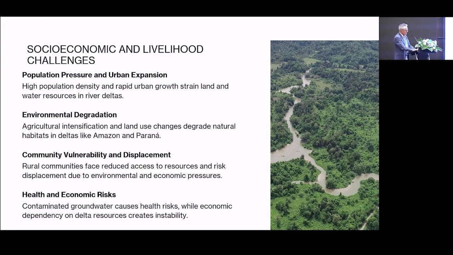Community environmental degradation and community vulnerability and displacement. Horrible words, displacement, human displacement. So communities face reduced access to resources and risk displacement due to environmental and economic pressures. And that can also affect human health and economic risks because of contaminated groundwater causing health risks, while economic dependency on delta resources creates instability. So health impacts and economic instability.